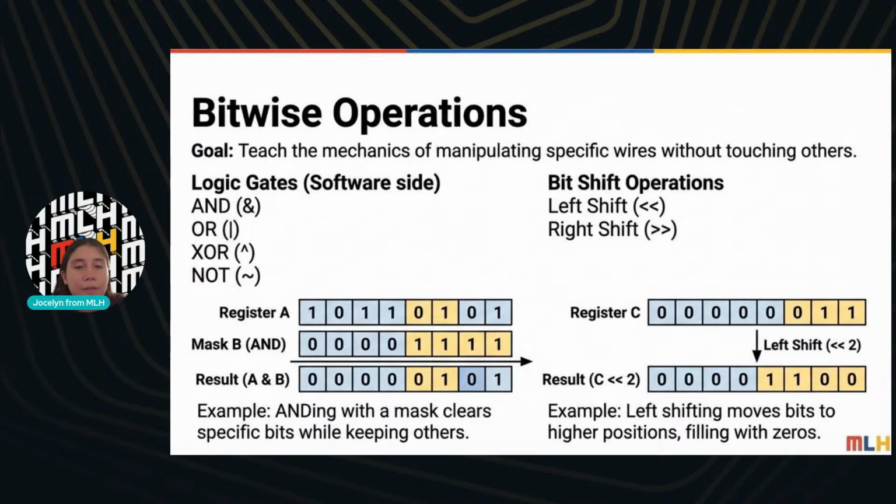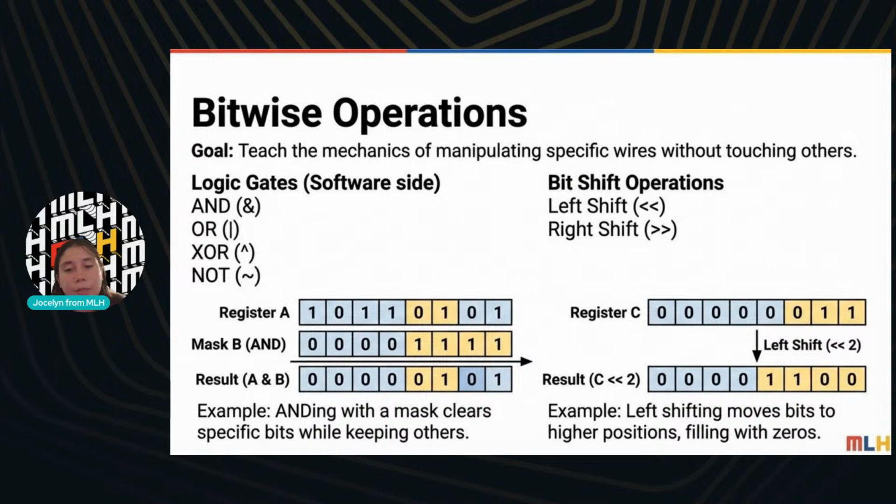Then we also have bit shift operations, which is basically shifting bits either to the left or to the right. There's nothing too complex about these. It's just moving them either to the left or to the right by the number of bits that you want.